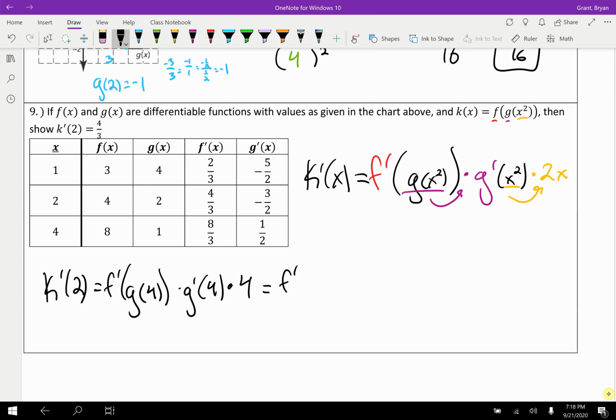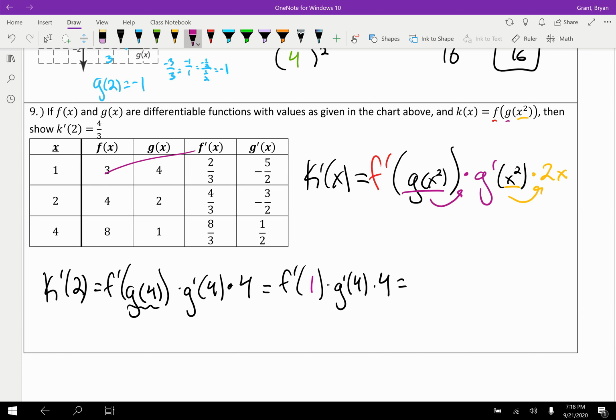I'm just going to do this inside piece first. I always like to start with the composed functions. You can do this in any order you want, but let's start with that g of 4. I think g of 4 is 1 over here, so that becomes a 1. And then I'm going to keep the rest of the problem the same. Again, I like to do all this last part in one fell swoop. So let's go ahead and tackle all the rest.